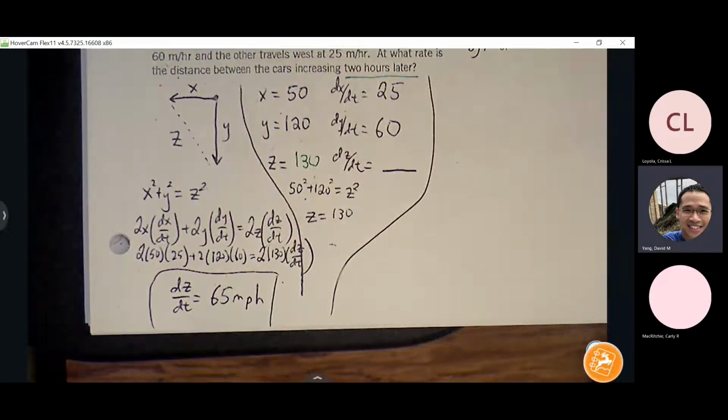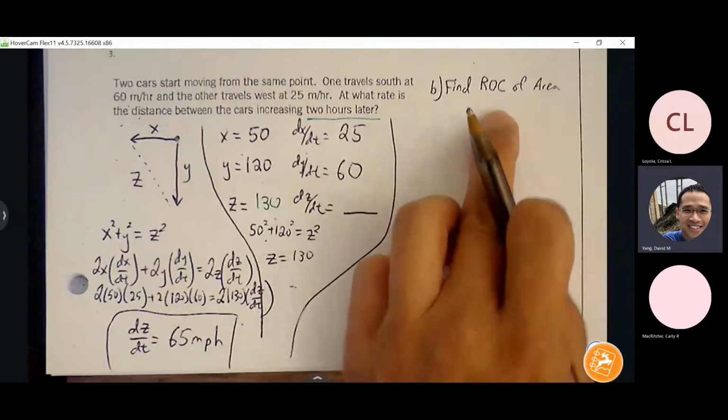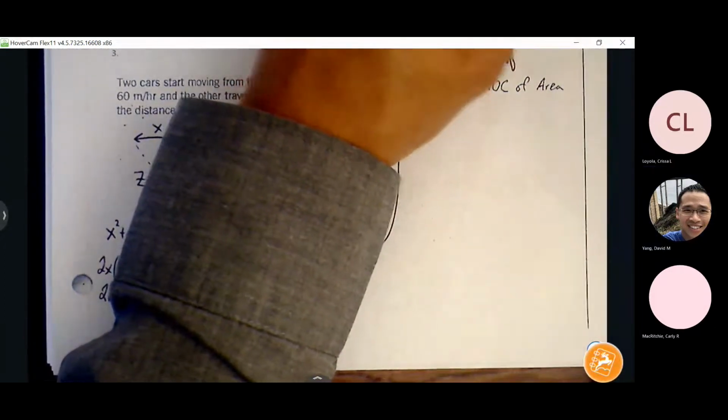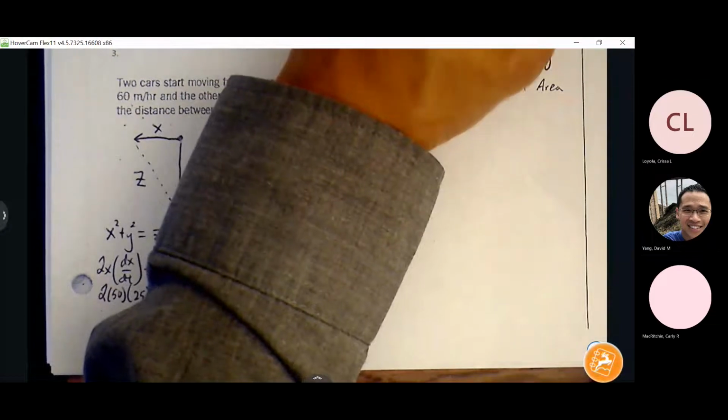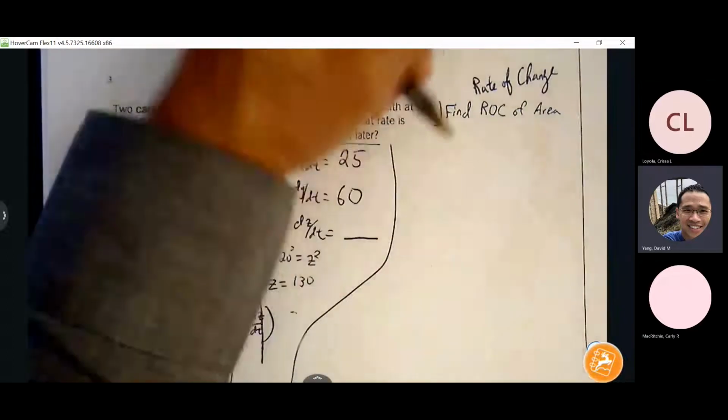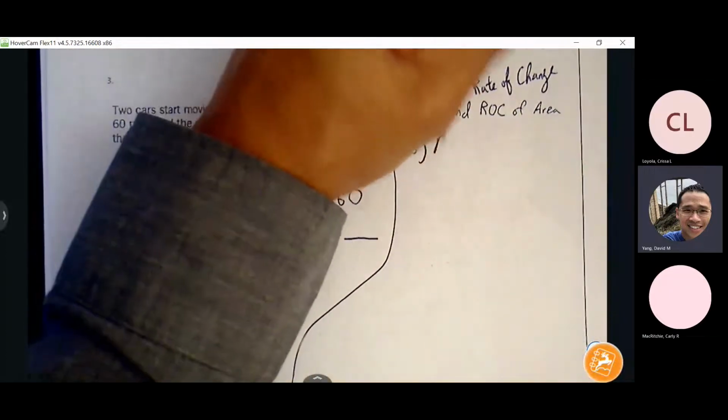Okay, so that's part A. Part B says ROC of area, find the rate of change of area. So we have to find the dA/dt, but to find the dA/dt, we first have to build our area.